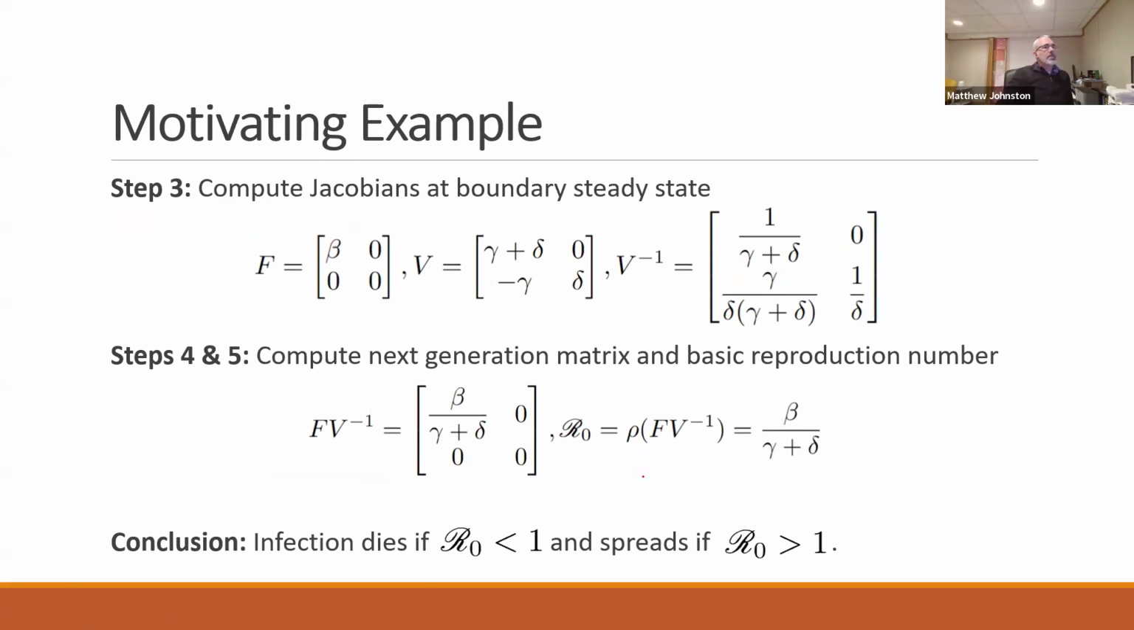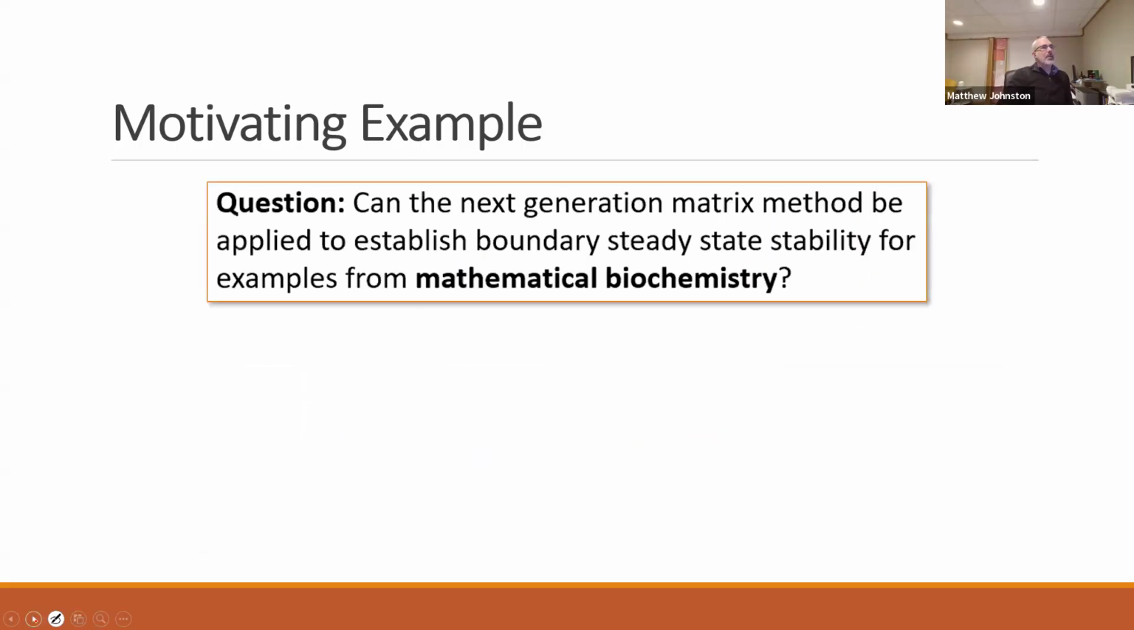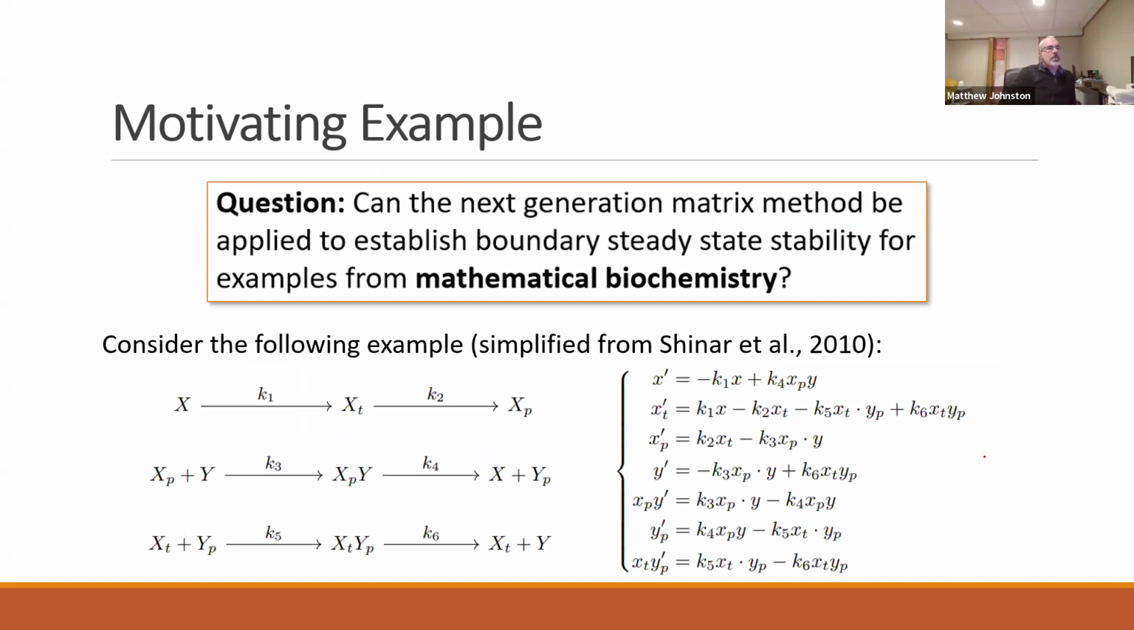So we can see the infection here is less than or greater than one. If we want the disease to die out, we need to ensure that this quantity goes less than one. And we get it from the model. It's very nice. You can make the model as complicated as you want, and you can do this process. You get the values. It's a little bit of linear algebra. It's very, very nice. And we want to think about, could this help us in biochemistry? So let's think about this. Can the next generation matrix method be applied to establish boundary steady state stability for examples from mathematical biochemistry? We also have boundary steady states in biochemistry, and we would like an easy way to figure out whether they're stable or unstable. So I'm going to consider this example.